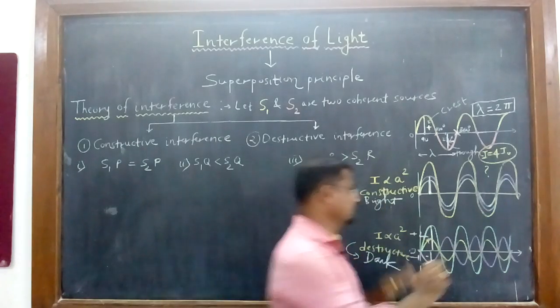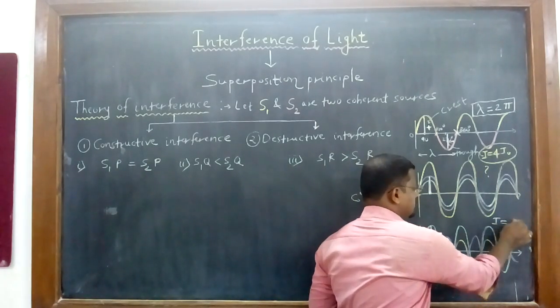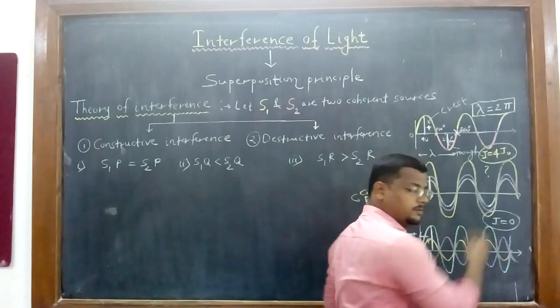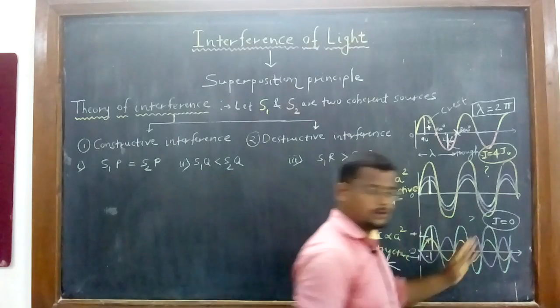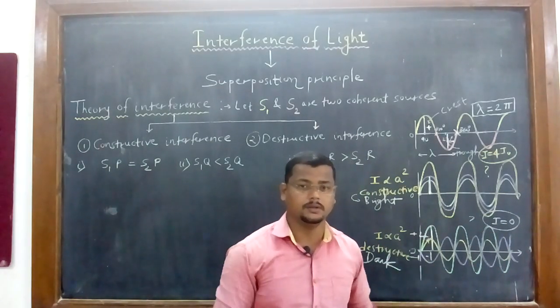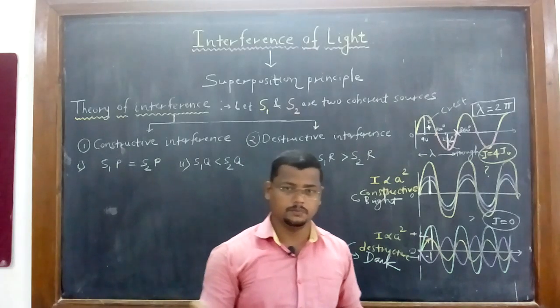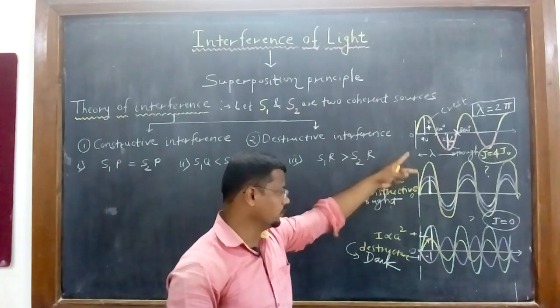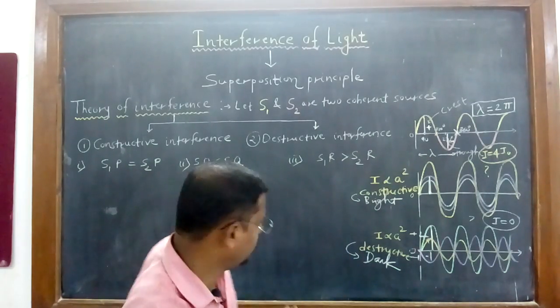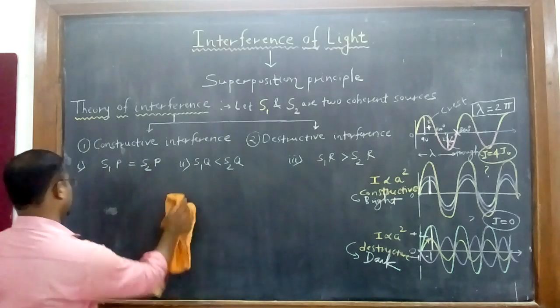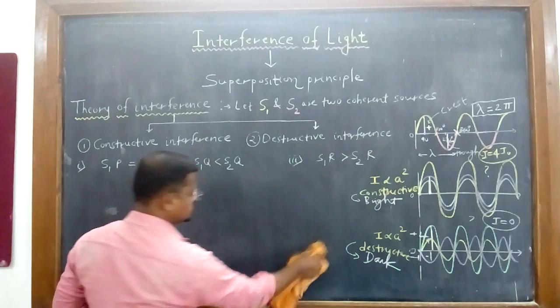So for constructive interference, you are going to get the brightness here. But for destructive interference, the resultant wave intensity is equal to 0, and this also we will prove. Because we are going to have the darkness, meaning the intensity of the resultant wave is going to be equal to 0 only. These two questions will be there in your mind. For that I am going to explain this theory of interference. I hope you have understood, right?